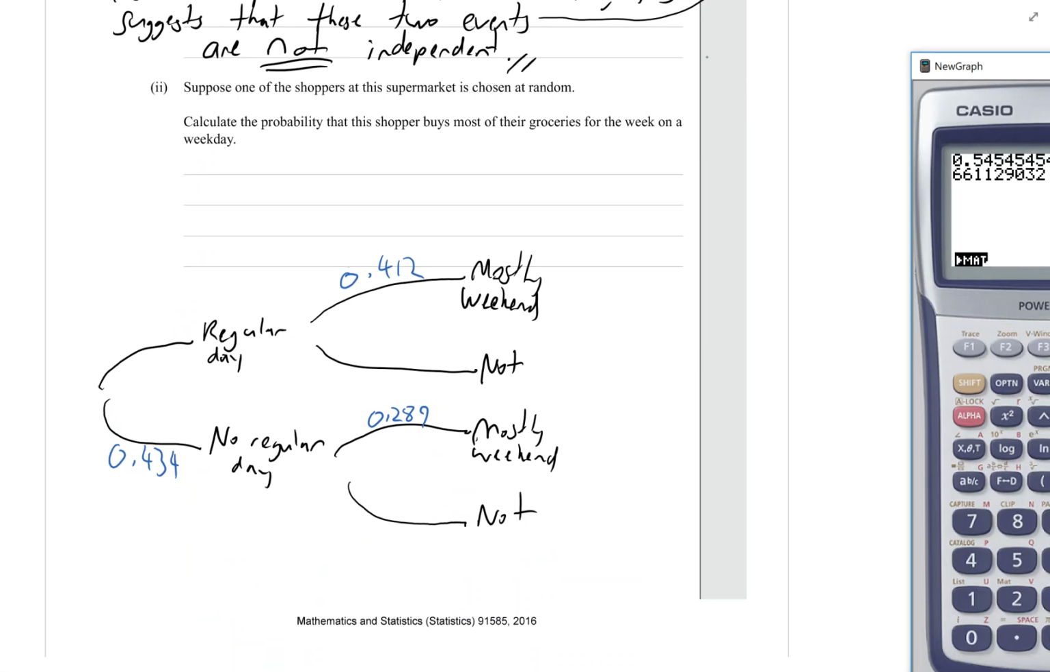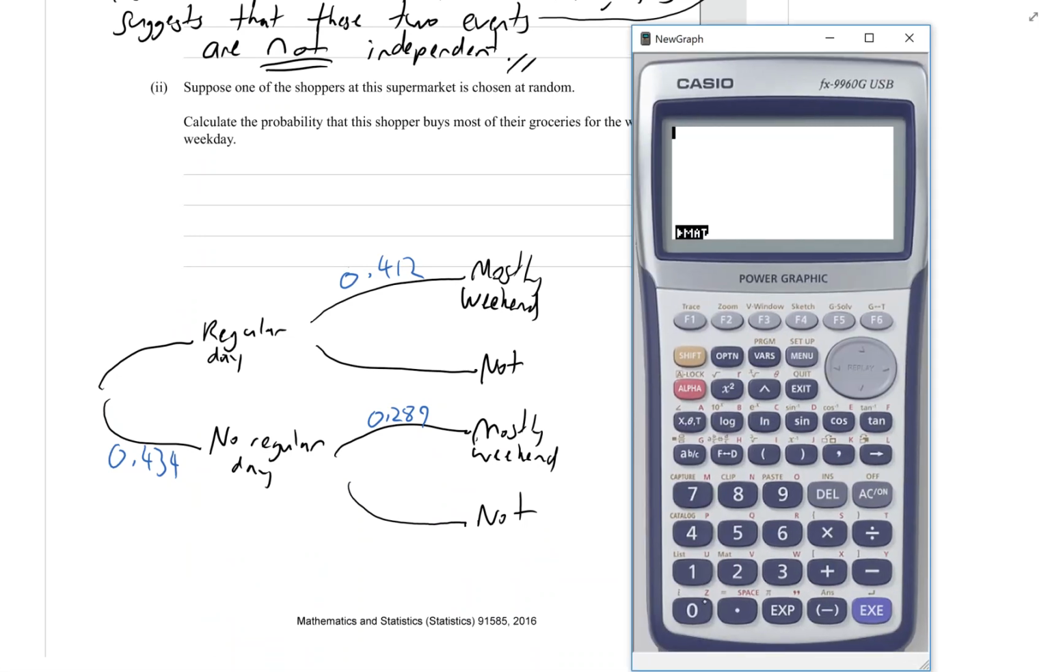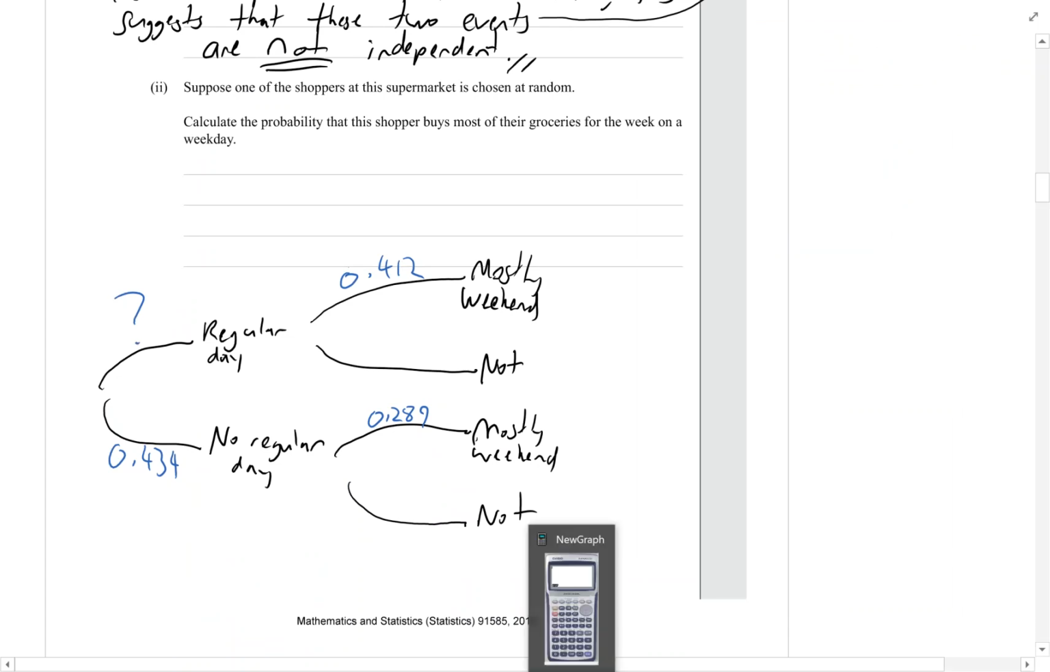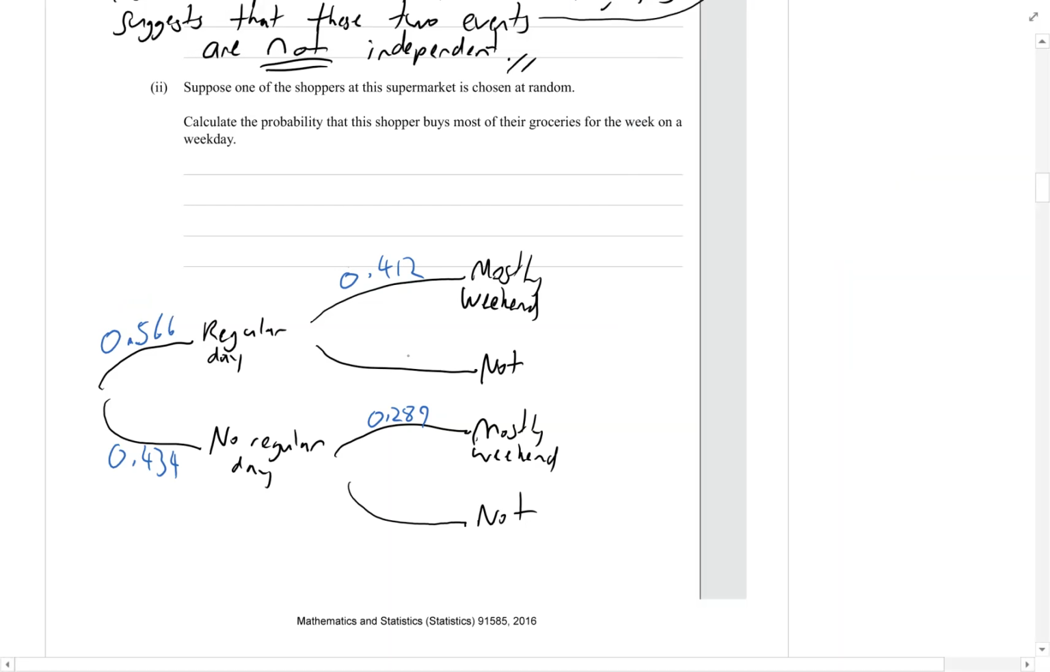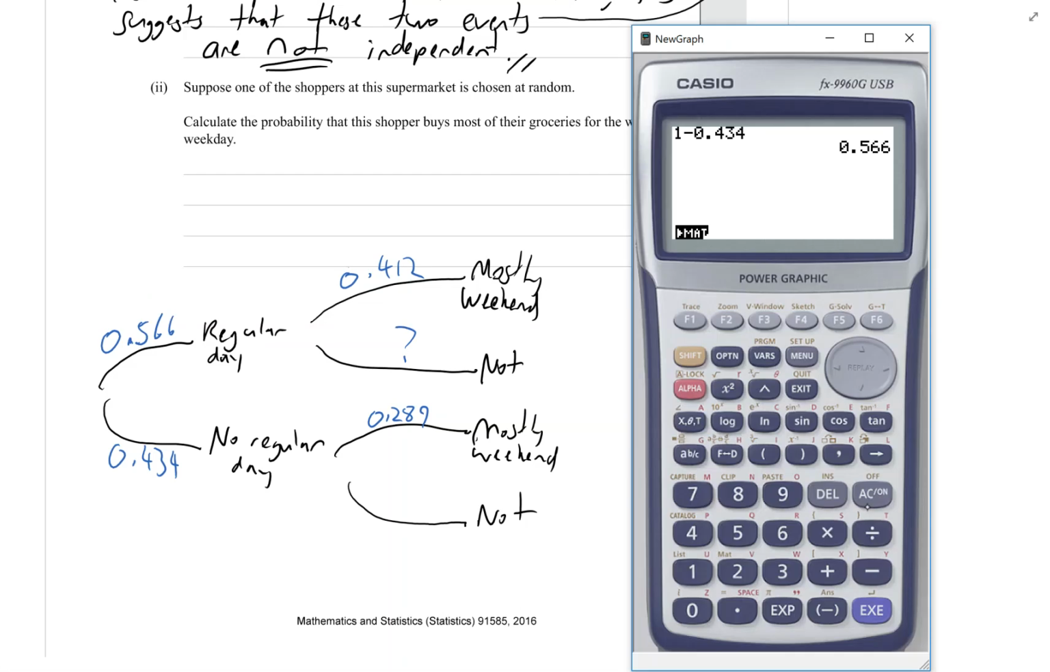We know that each pair of branches has to add to 1. So to get this one here, we're going to go 1 minus 0.434, and 0.566 was the answer. And similarly for the other sets of branches, to find this branch here, we're going to go 1 minus 0.412, because each pair of branches needs to add up to 1. So 0.588. Okay, so now once we've filled in all those branch probabilities, we can reread the question and check what we need to do.